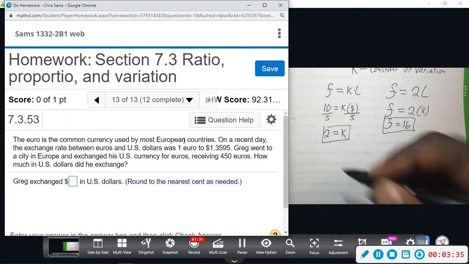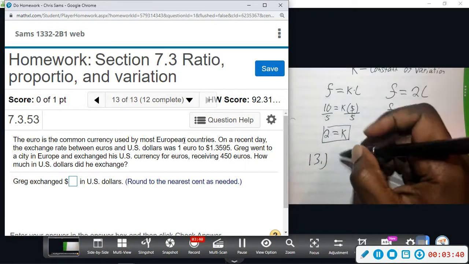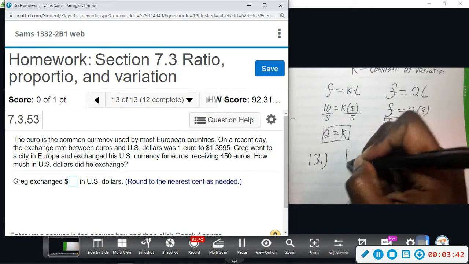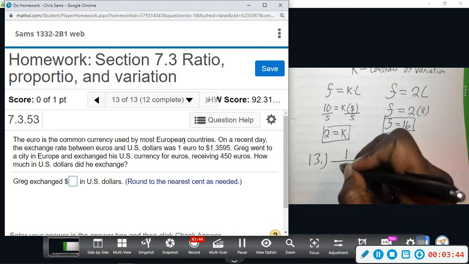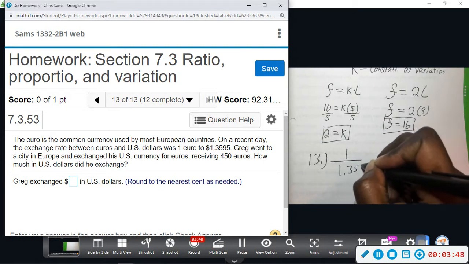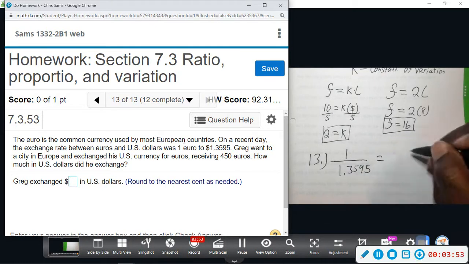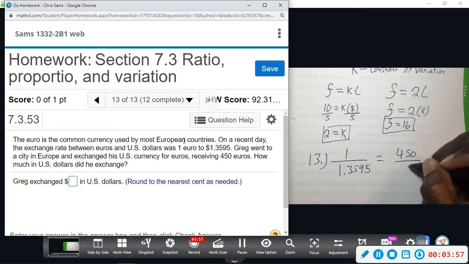All right, so we just set up a proportion here. We have the euro, I'm going to put that on top, 1 to 1.3595. That's the US dollars. And then it said he got 450 euros. How much US dollars did he get?